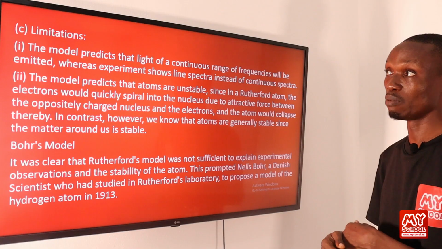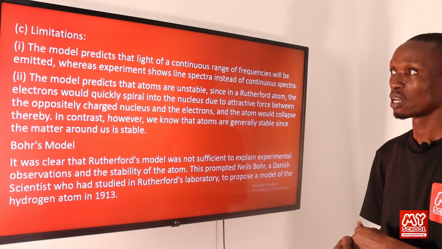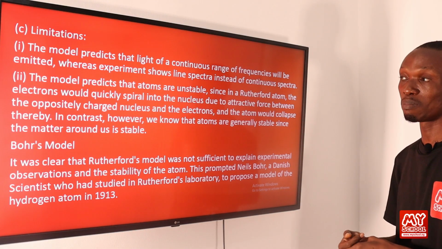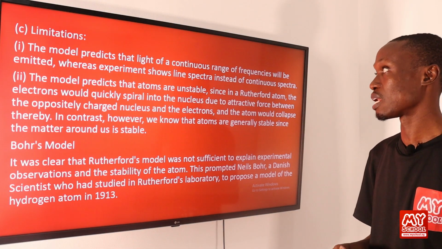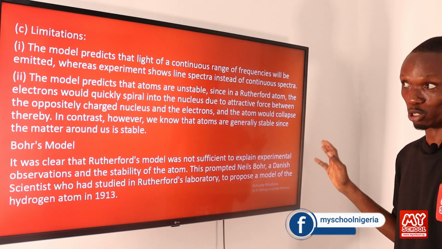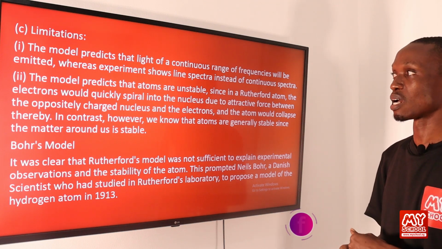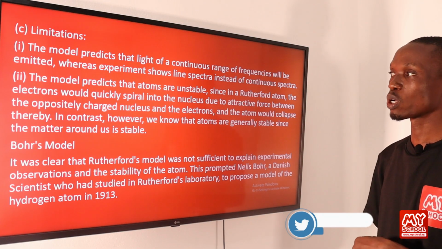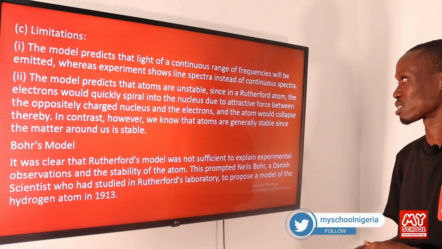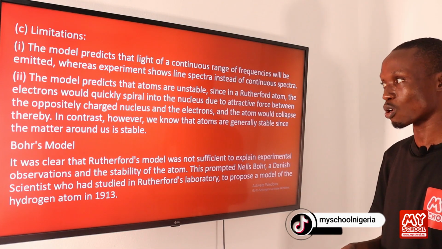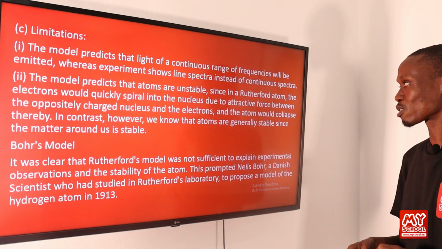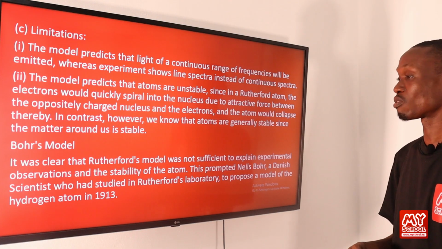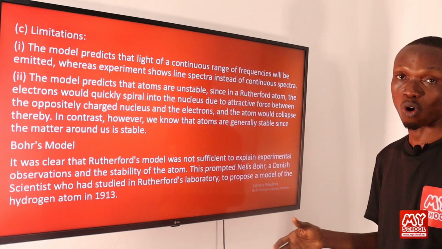Now, here we are going to be looking at the limitations of the Rutherford model. One of them is that the model predicts that light of a continuous range of frequencies will be emitted, whereas experiment shows line spectra instead of continuous spectra. Two, the model predicts that atoms are unstable, since in a Rutherford atom, the electrons will quickly spiral into the nucleus due to the attractive force between the positively charged nucleus and the electrons, and the atom would collapse thereby. In contrast, however, we know that atoms are generally stable since the matter around us is stable.